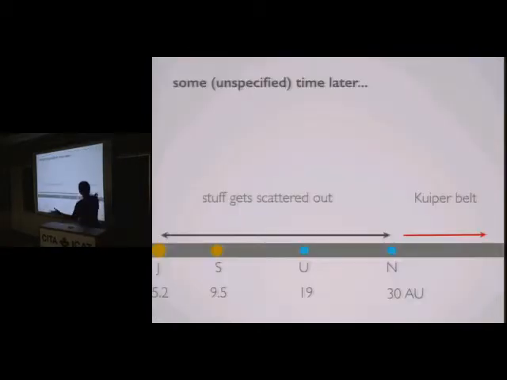So at some later time, you've got the planets that have spread out. You no longer have much stuff left over in here, but we're left with a debris disk that's much reduced in mass compared to the beginning, and that's what we see in the current Kuiper belt, which is basically all the small objects that are outside of Neptune's current orbit.